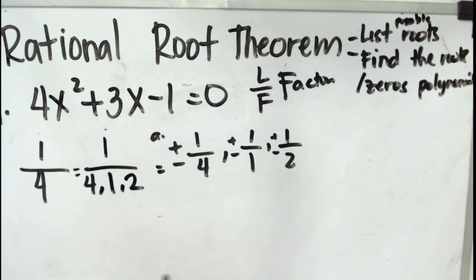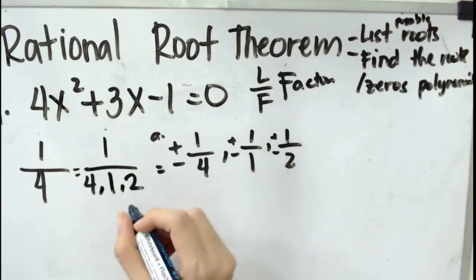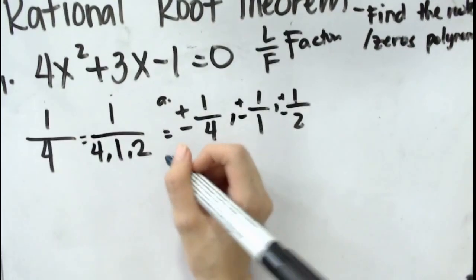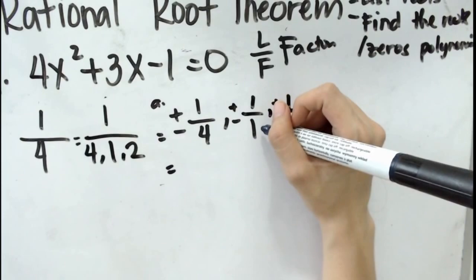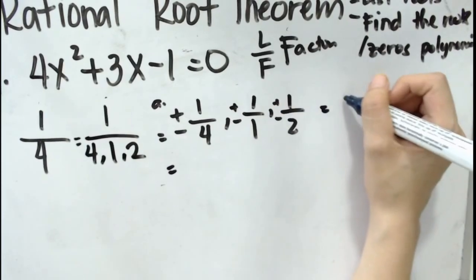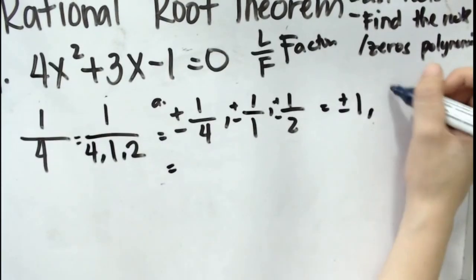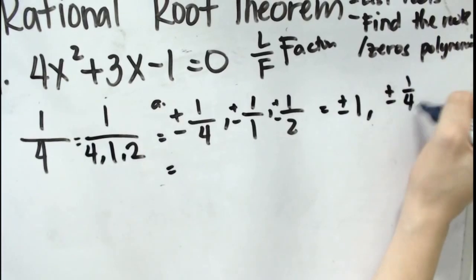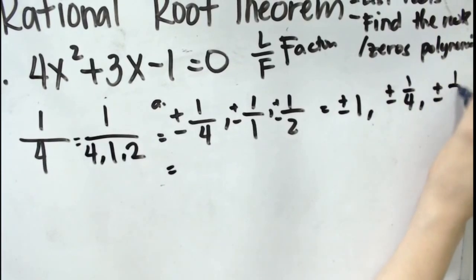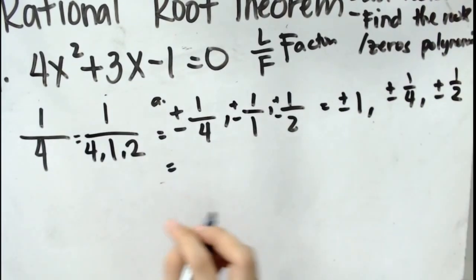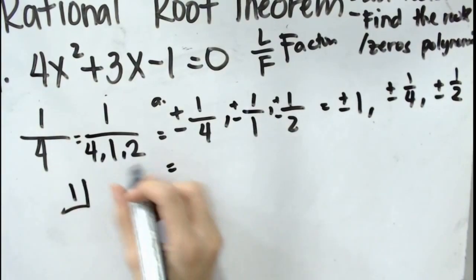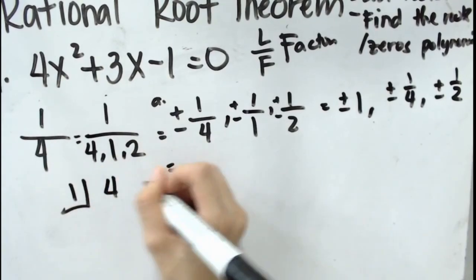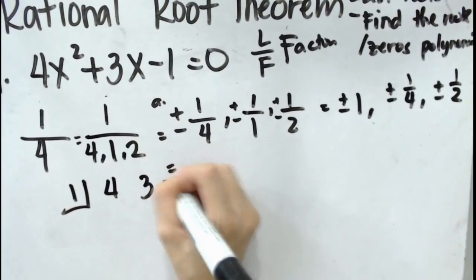We can use synthetic division. So let me rewrite this one first. Positive negative 1 over 1 is the same as positive negative 1, positive negative 1/4, and positive negative 1/2. Let me use first the positive 1. We have here 4, 3, and negative 1.